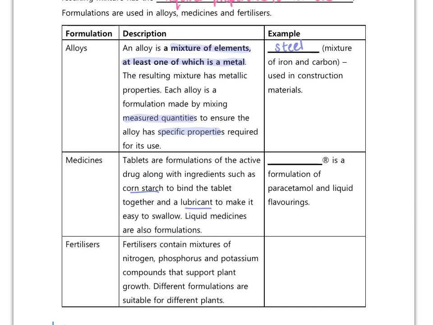All of those things are mixed together in carefully measured out quantities to make sure that the drug is still doing what it needs to do. So an example of that is Calpol, which is a liquid form of paracetamol. It's a formulation of paracetamol and liquid flavourings.